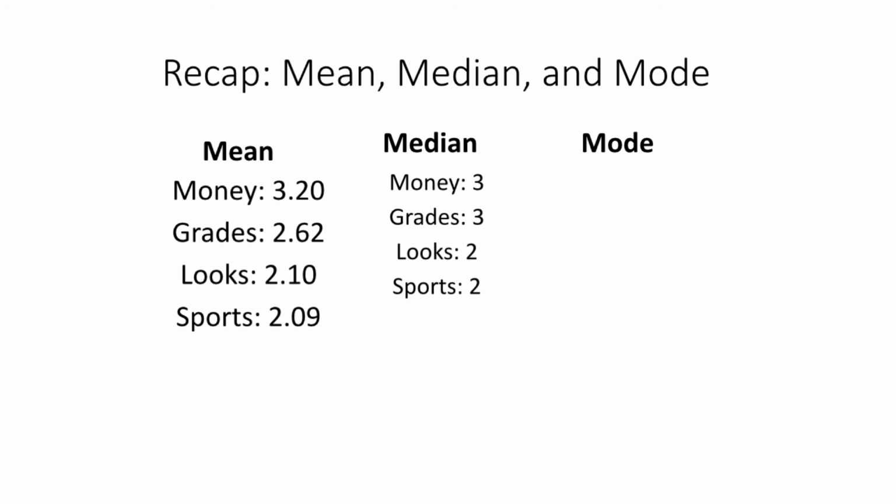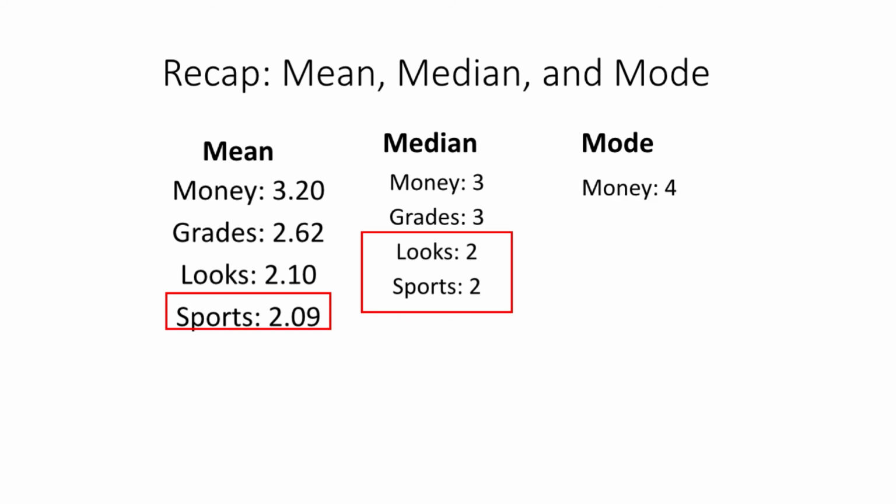So if we look at the mode, we can compare it with the median and the mean. For the mean, the most important quality was sports. If you look at the median, the most important quality was either looks or sports. We have a tie in that case. The 50th percentile is 2. If we look at the mode, the least important is money. So the most common response for the money variable is 4. Then for grades, it's 3. For looks, it's 1. And for sports, it's 1.